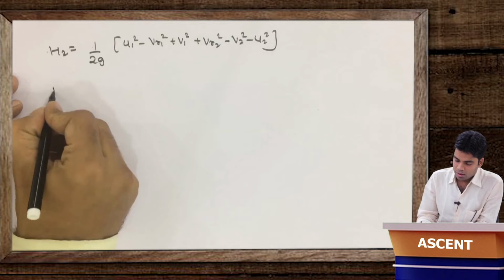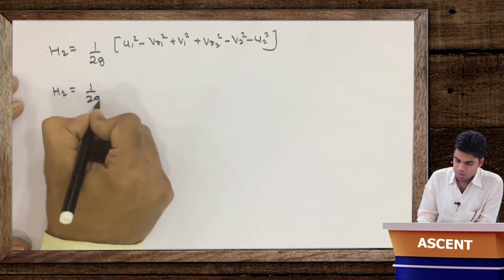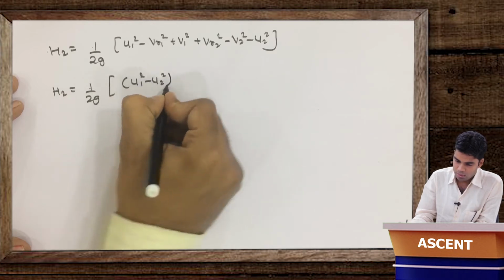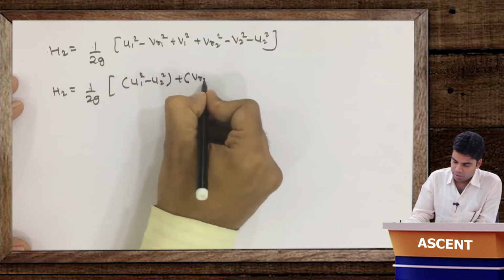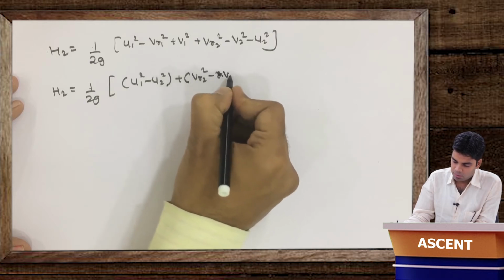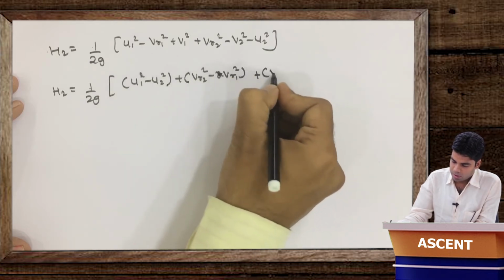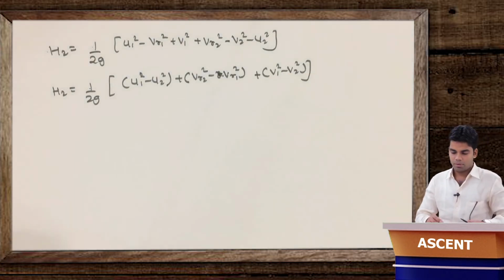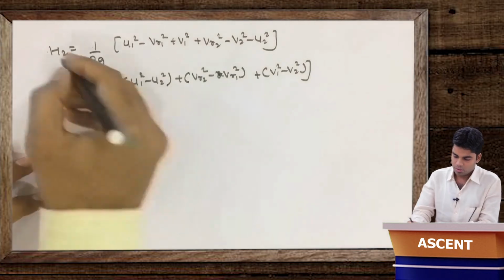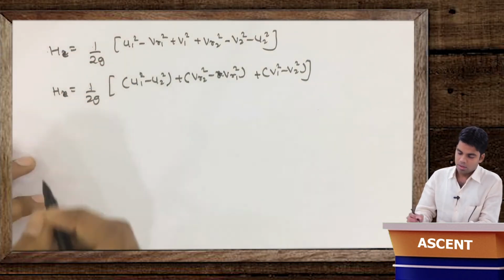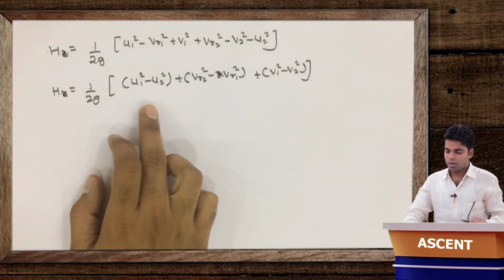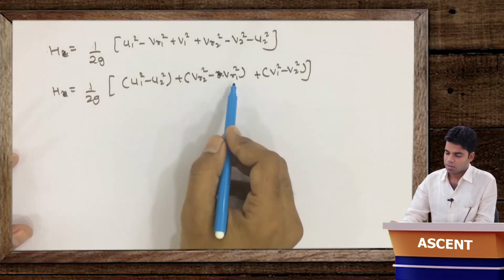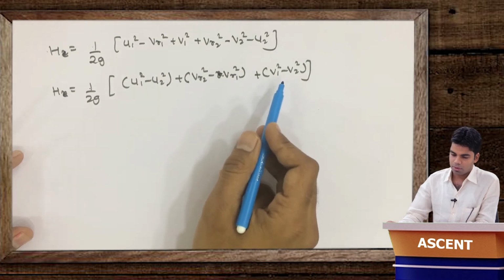Now further this can be rearranged as 1 by 2G. This can be written as U1 square minus U2 square plus VR2 square minus VR1 square plus V1 square minus V2 square. Okay, same thing. So this is HE. This HE is equal to 1 by 2G U1 square minus U2 square plus VR2 square minus VR1 square plus V1 square minus V2 square.